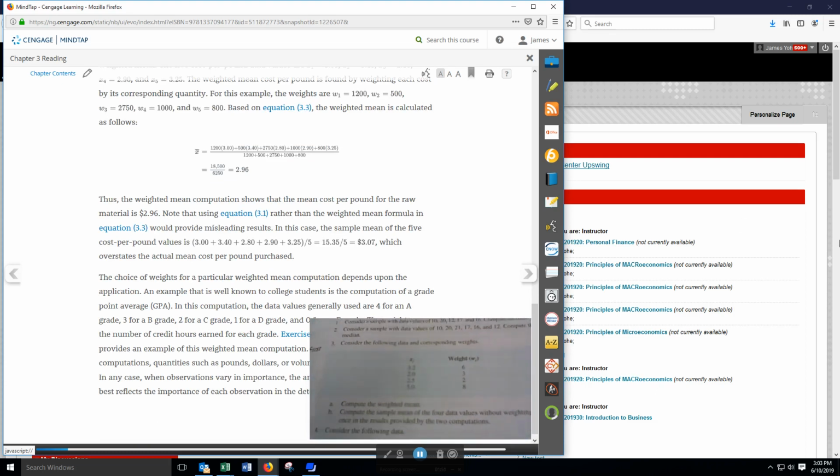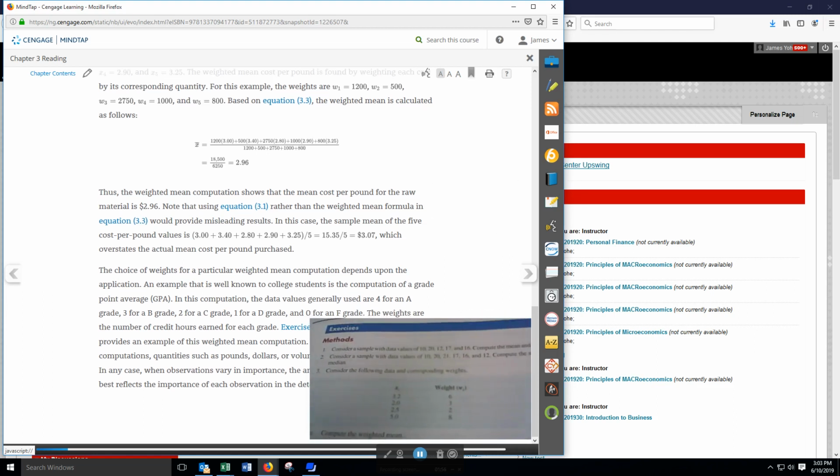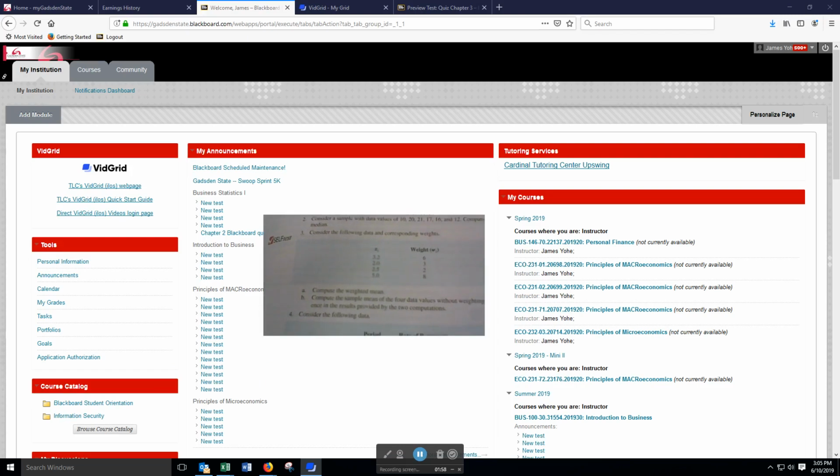This is on page 113 of your book. We can go to 113 here. I'm going to pause this. Okay, here we've got that problem from page 113. I couldn't get it up in the ebook.